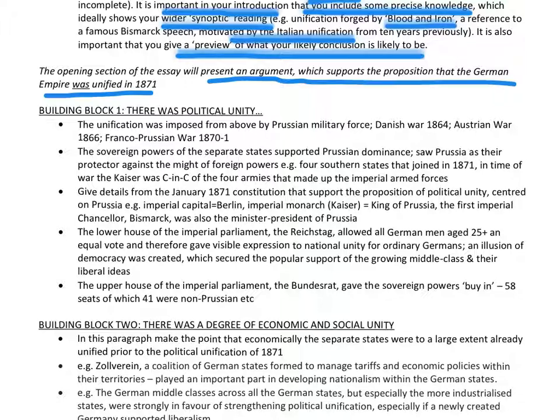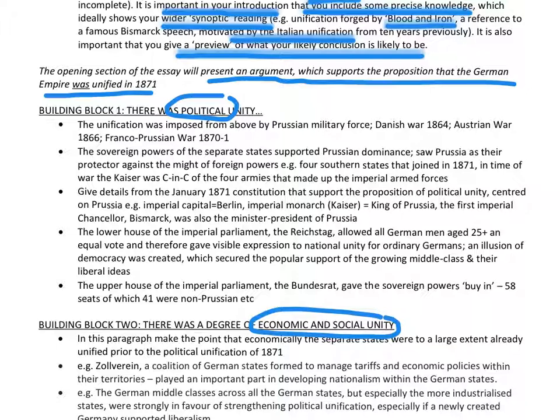Now, for that first half, supporting the proposition, I've got two building blocks. And you can see them both here. The first building block is there was political unity, and the second building block is there was economic and social unity. So straight away, I've got a common theme, it's linked together. We're talking about evidence for unity, but I've used my knowledge of historical concepts to split that into two. I thought politics, that's one side, economics and society another.